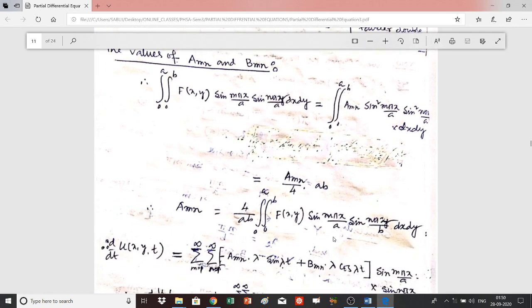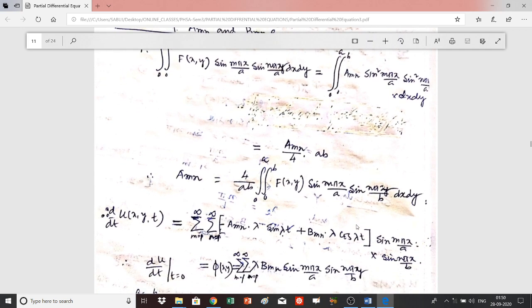So from here the constant a_mn is equal to 4 by ab, the integral from 0 to a and 0 to b of f(x,y) sin(m pi x by a) sin(n pi y by b) dx dy. Now your job is to find b_mn.